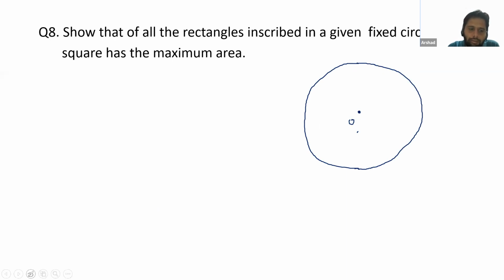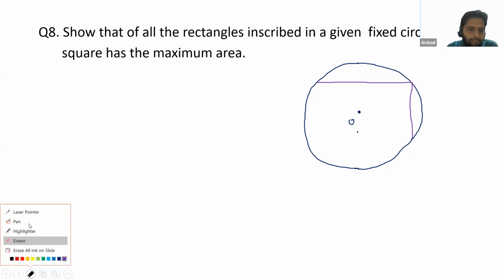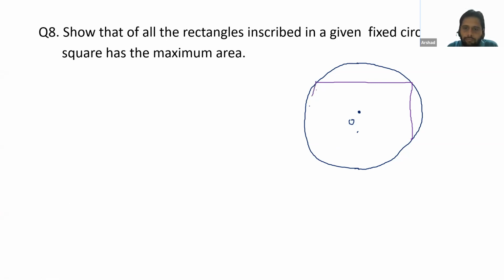Now they're saying that the square has the maximum area. So we will write like this: in a given fixed circle, the square has the maximum area. I have drawn a rectangle because we need to show that this figure has the maximum area if it is a square. So I have drawn a rectangle here.